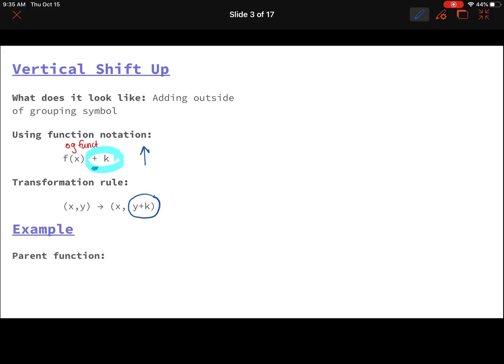So, example. My parent function is my original function. It's also important to know what my parent function looks like. So if you did that worksheet from when you were in class or if you were learning online, that's important to remember. So that is what that graph looks like. This parent function is f of x equals x squared, which is a quadratic function. Then we are going to do our transformation. So now we have our transformation function.